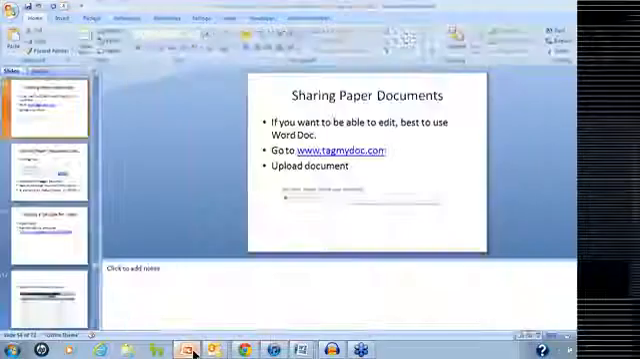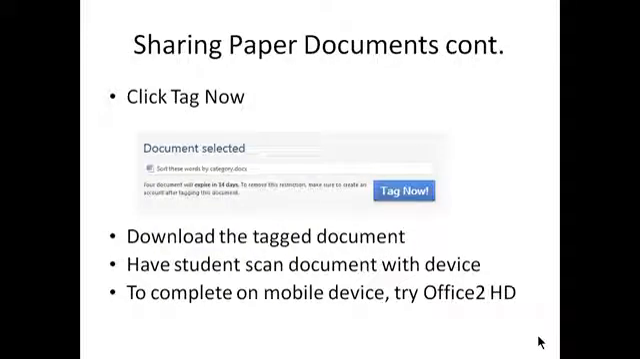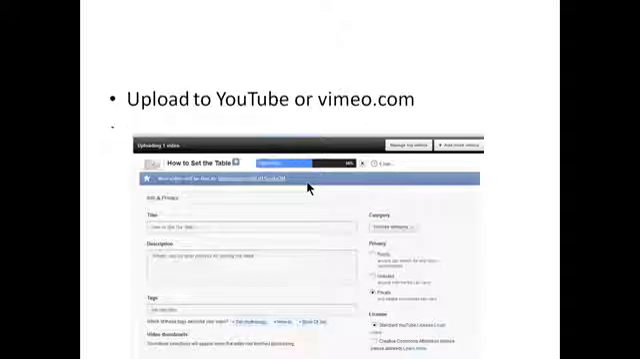Okay, go back. So that was Tag My Doc. Now, we can also make a QR code for video, and the best way to do that is to get your video from your mobile. If you used a mobile device to create it, or if you used a video cam, you need to get it onto your computer. And this link will tell how to get videos directly from your iPad to your computer. Once you get it to the computer, then you want to upload it to YouTube or Vimeo.